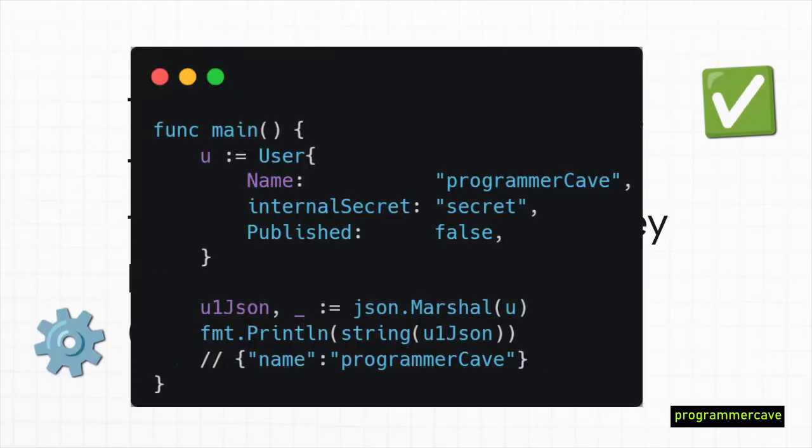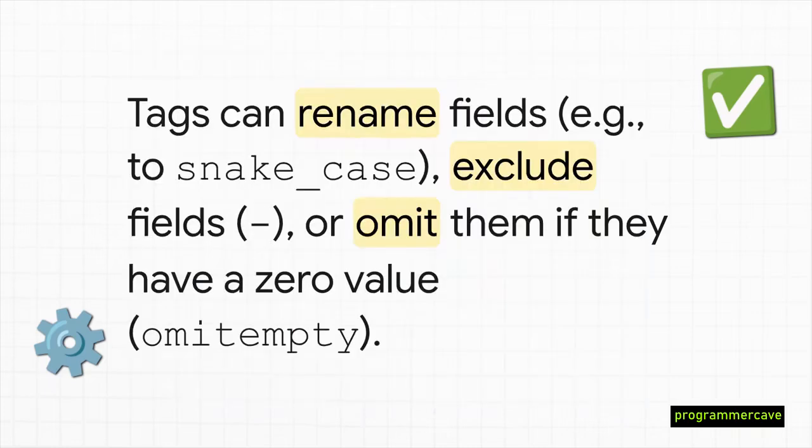And voila, here's the result. The field name is lowercase, just like we asked. The secret field is gone, completely excluded. And because isPublished was false, it was omitted. We have completely controlled the final JSON output, all without changing the names of the fields in our actual Go struct. That is the power of tags.